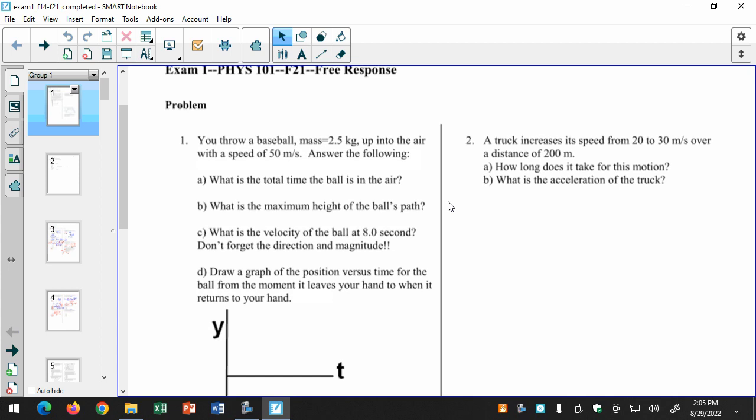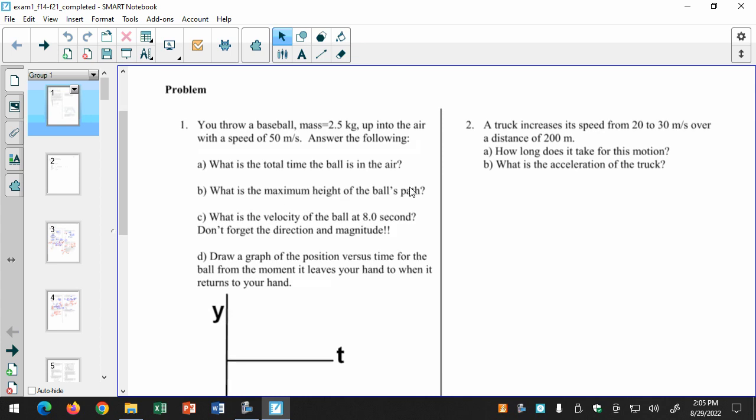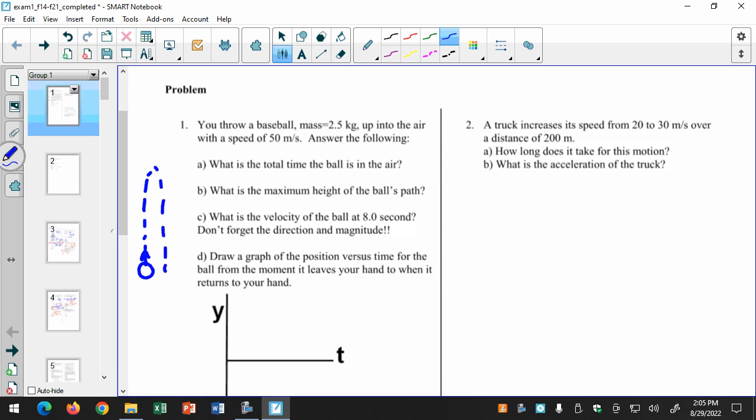All right, so like I said, your free response is going to look a lot like this, especially this first problem. I just want you to know how to do the problem where something goes up and comes back down again, because we're going to have to know how to do that cold for the next chapter, because we're going to expand on that a little bit. I always like to draw a picture. So I draw my object, in this case a baseball. It goes up and comes back down again.